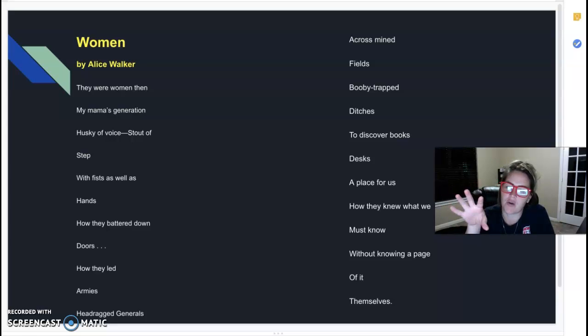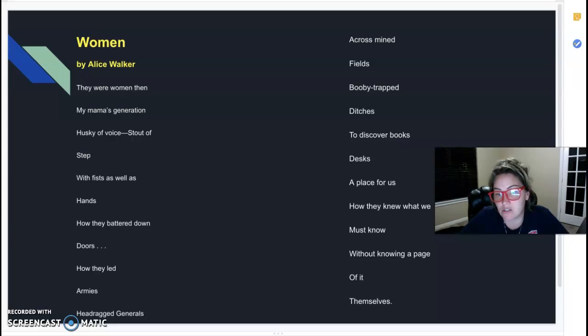So if you notice the part where it says, must know without knowing a page of it themselves in the last few lines, then you found the paradox. Because in these two lines, Walker suggests that even though the narrator's mother's generation and all the women that she stood beside were uneducated, is what she's alluding to here, they still realized the importance of education, and they were willing to do whatever it takes to make sure that their children and their children's children were offered the education that they never had.